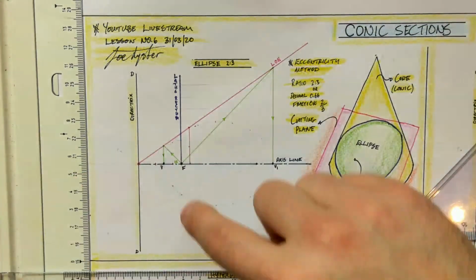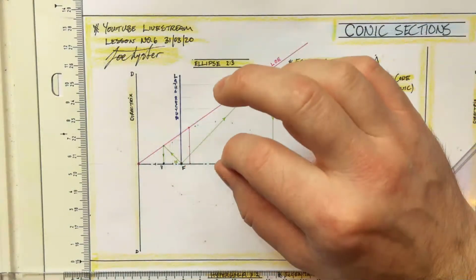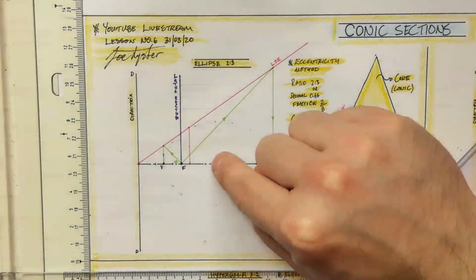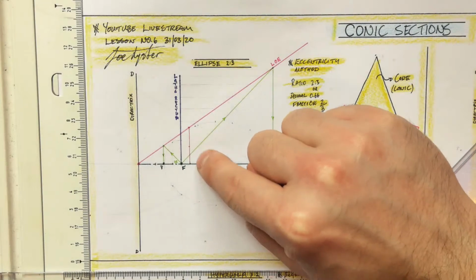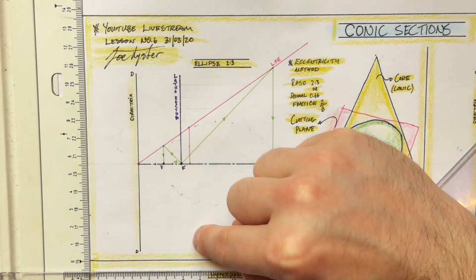So I have that line drawn up from F. Now what I want to do is from F, step out distances so I can create what are called ordinate lines, okay?